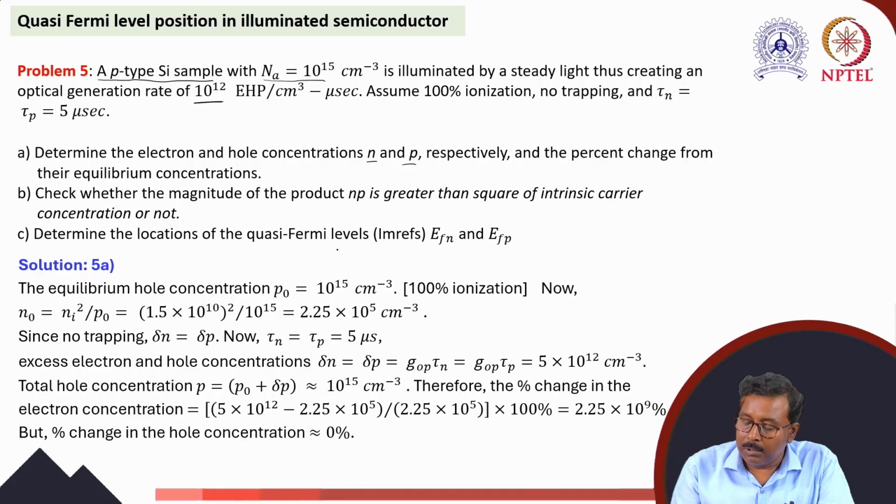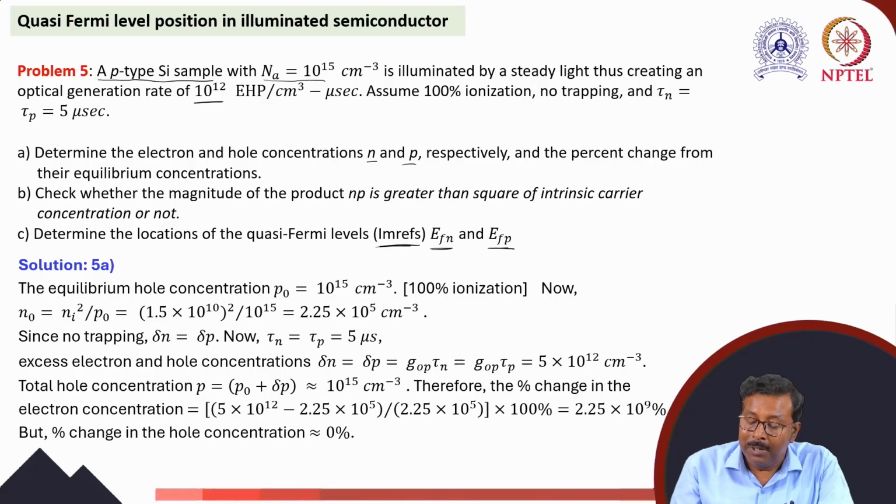Determine the locations of the quasi-Fermi levels, IMREFs. Actually, these quasi-Fermi levels, if you spell Fermi from right to left, it looks like IMREF. Actually, this is reverse of Fermi. IMREFs, that is EFN and EFP. So this is nothing but indication of quasi-Fermi level. So this position of EFN and EFP we have to calculate.